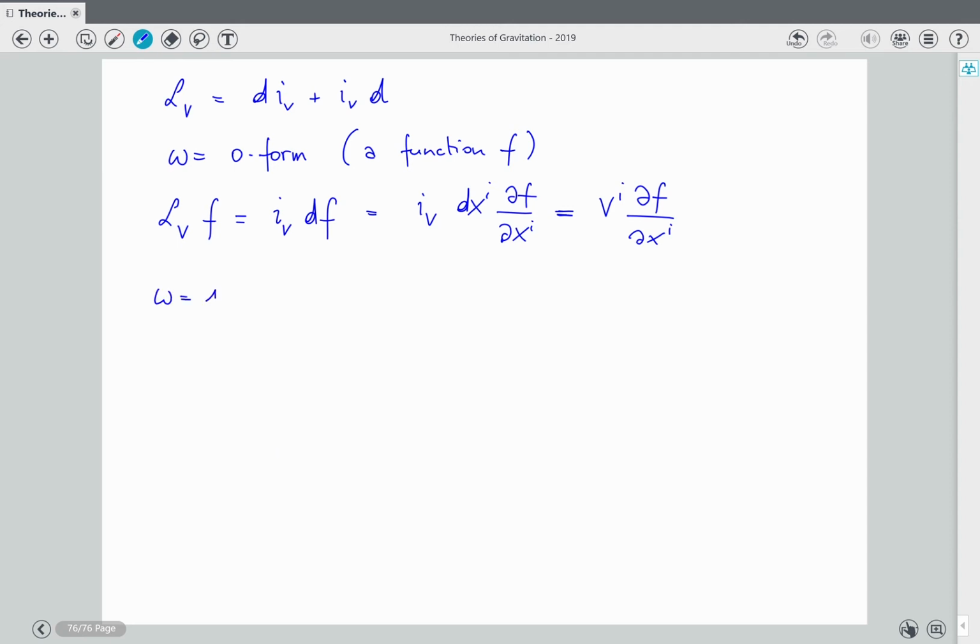Instead, if omega is a one-form, so we write omega_i dx^i, then let's see what happens. So first, the contraction. The contraction is just the product. If we want, we can keep the indices like that. So then we know that d omega is equal to ∂_j omega_i dx^j dx^i.